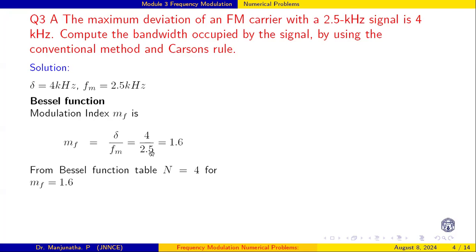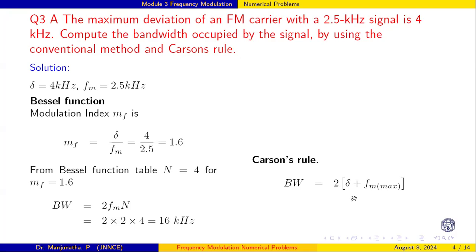We have to use the table to see how many sidebands there are: 4 sidebands, which we get from the previous table. So the bandwidth is equal to 2 into 2.5 into 4, which is 20 kilohertz. From the Carson rule, 2 into (delta plus fm max), 2 into (4 plus 2.5), that is 13 kilohertz.